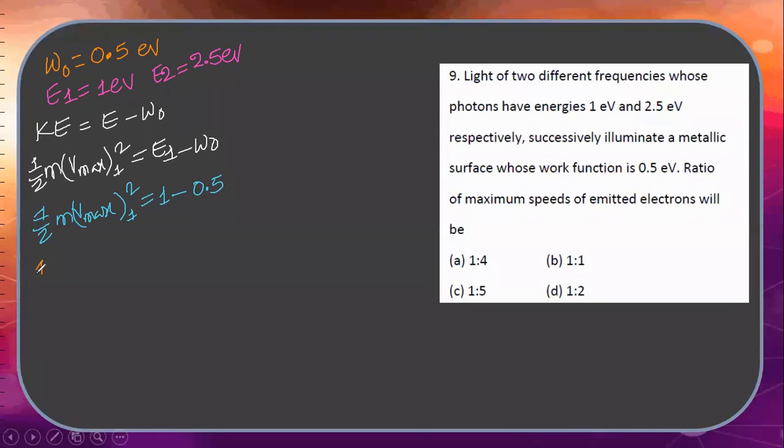We will get half m V maximum 1 square is equal to 0.5, which is 1 by 2. So half m V maximum 1 square is equal to 1 by 2. Equation like the second equation.